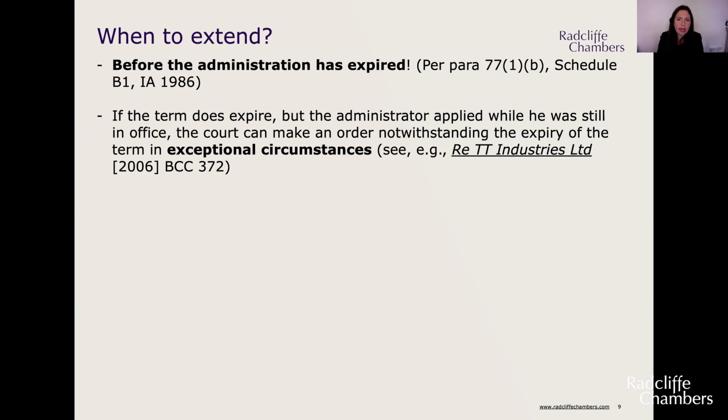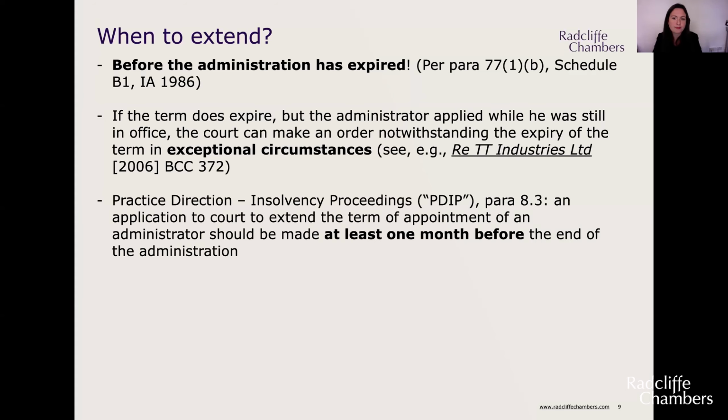So in the case that I've put in there, re TT Industries, the exceptional circumstances were that there had been some series of administration errors on the part of the court. So the application had actually been made in good time, but hadn't been listed, and in spite of their efforts to get it listed, there had been an error and it had essentially been listed on the wrong day. So the court said, even though the term had expired by the time the court listing office got around to listing it, that was okay. It would make the order extending the administration in any event.